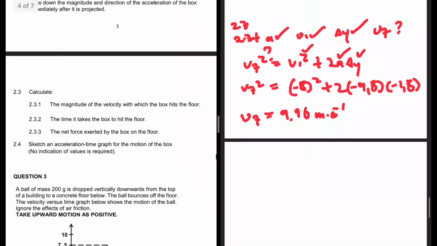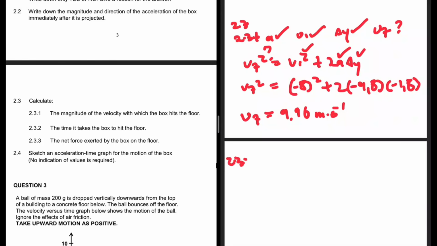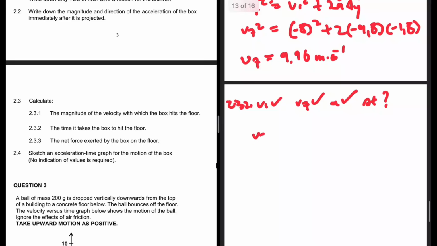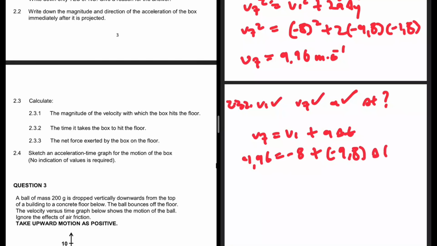So let's do 2.3.2, the time it takes the box to hit the floor. Okay, so take a look at this. I have vi, I've calculated vf, I have the acceleration, I'm looking for delta t. Seems quite straightforward. So I'm going to say vf equals vi plus a delta t. So take a look at this. vf is 9.96, vi is minus 8 because it's downwards, right? Plus the acceleration, which is minus 9.8 multiplied by delta t.